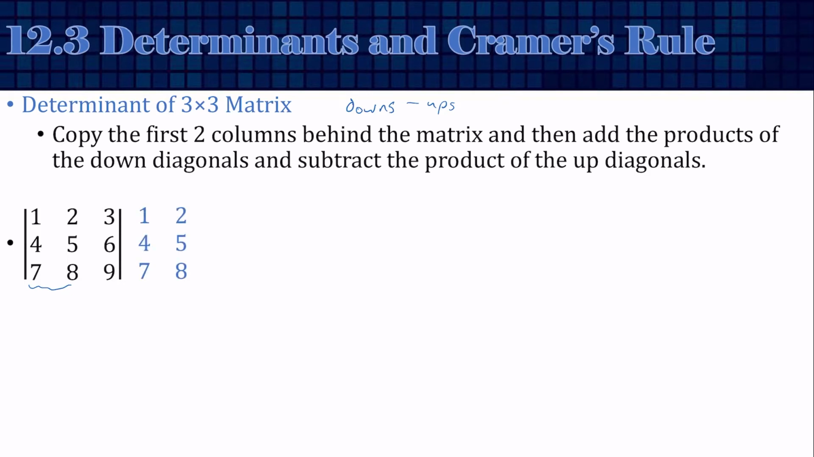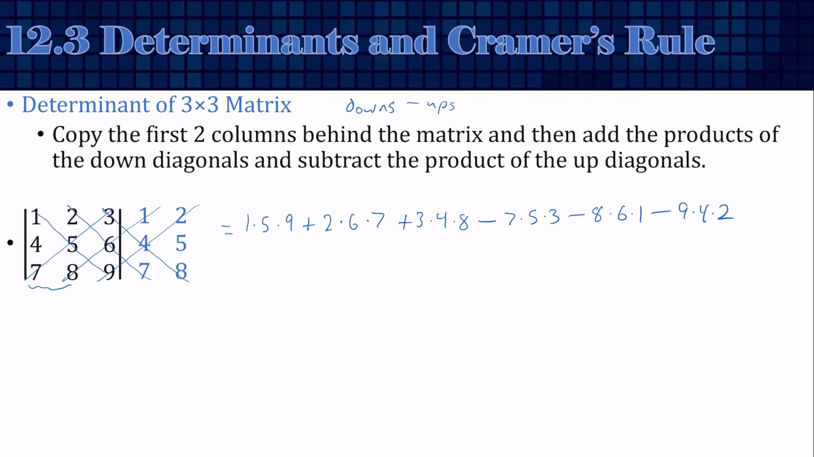And now we have downs. So I have 1 times 5 times 9. Another down, 2 times 6 times 7. And then a third down, 3 times 4 times 8. Minus the ups, 7 times 5 times 3, minus 8 times 6 times 1, minus 9 times 4 times 2. So the downs we added, the ups we subtracted.